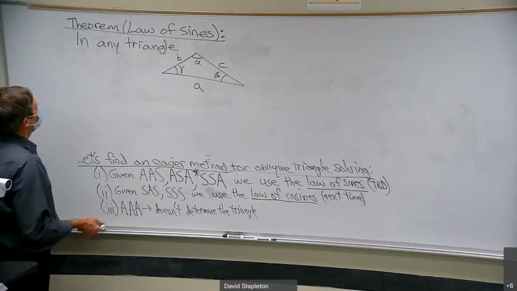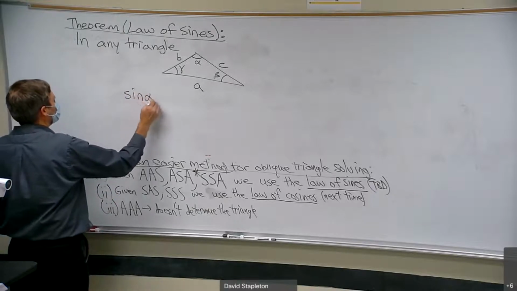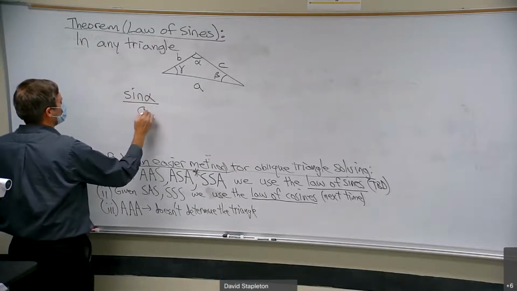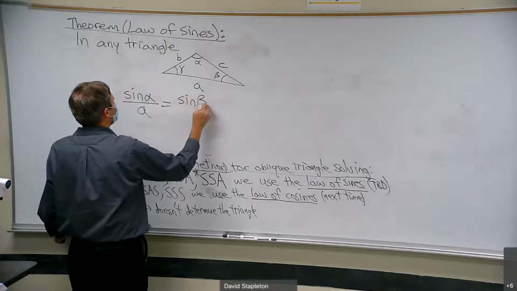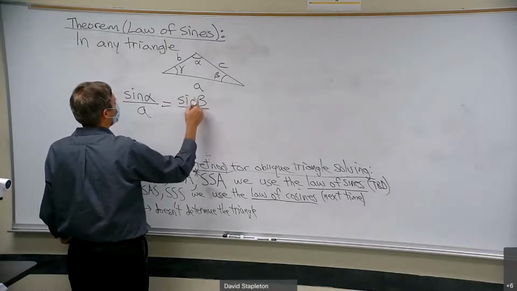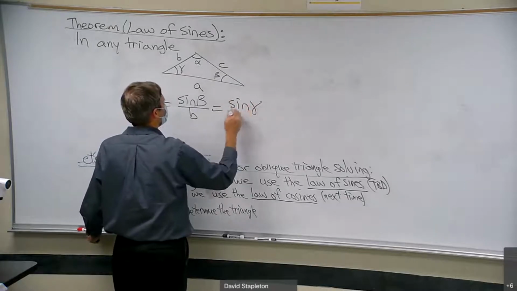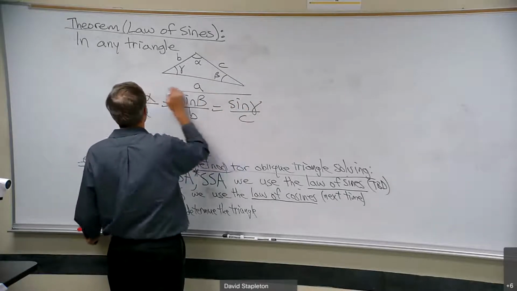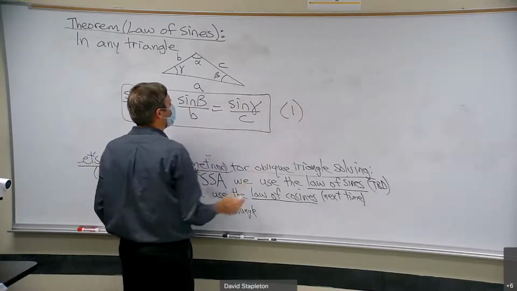And labeled that way, it turns out that always the sine of alpha is to its opposite side A, as the sine of beta is to its opposite side B, as the sine of gamma is to its opposite side C. We'll call that equation 1, the law of sines.